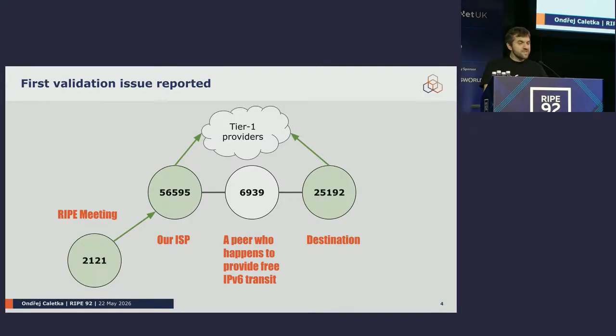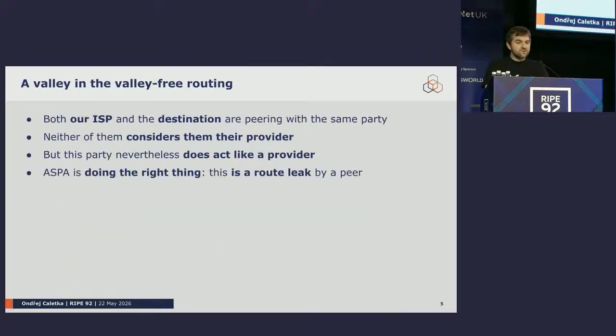So what ASPA sees here is basically the textbook example of a route leak by a peer, a peer of those two which is leaking traffic. This is exactly the valley in the valley-free routing concept of ASPA. Both our ISP and the destination are peering with the same party. Neither of them considers it their provider, but it does act as a provider and does a good job. It delivers the packets, so it's not just a configuration mistake. They are doing the job of a provider. So ASPA is doing the right thing. This is a route leak, and it was prevented by ASPA validation.